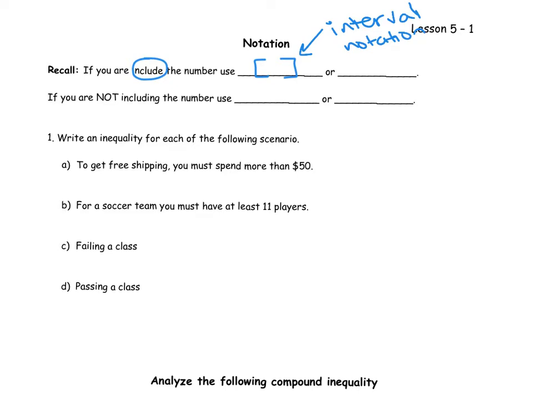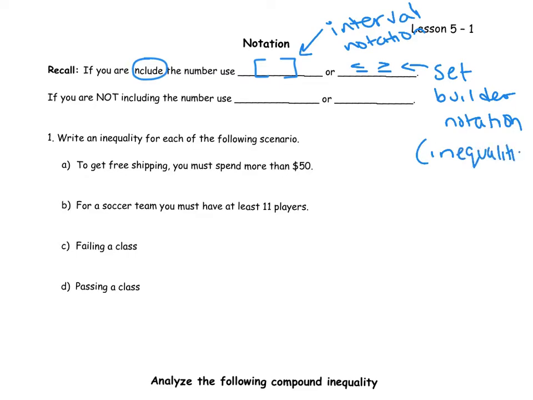So interval notation, if we're including a set of numbers, we use these square brackets. Or if we're dealing with inequalities, we have our less than or equal to or greater than or equal to. All right, so those are our inequalities. This would be considered set builder notation, where we're using inequalities. All right? So let's keep going through.